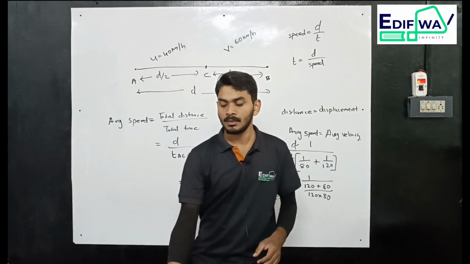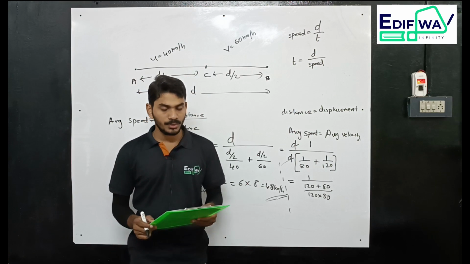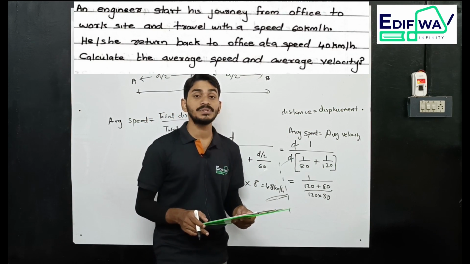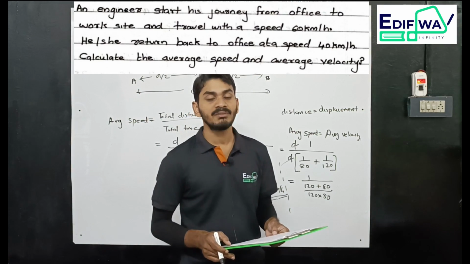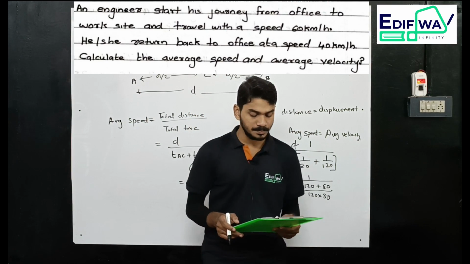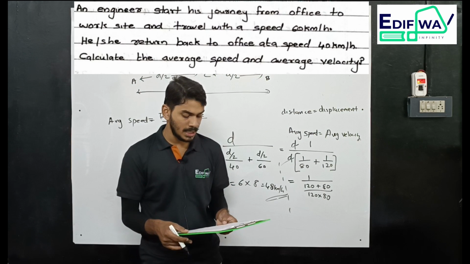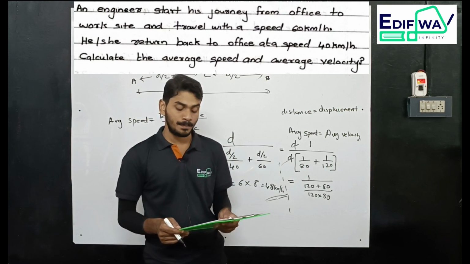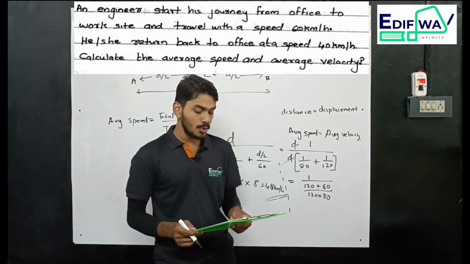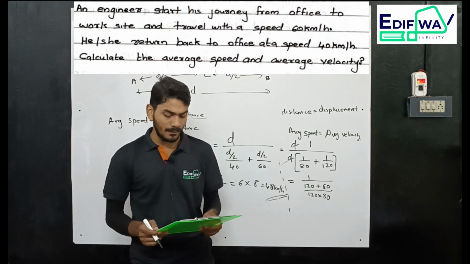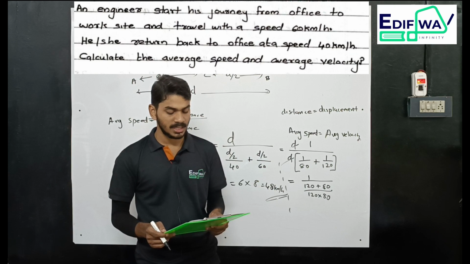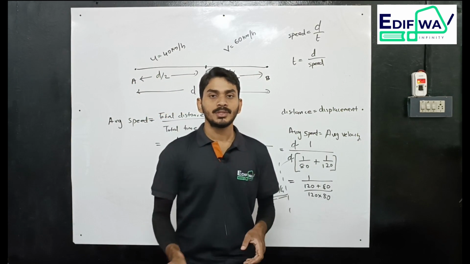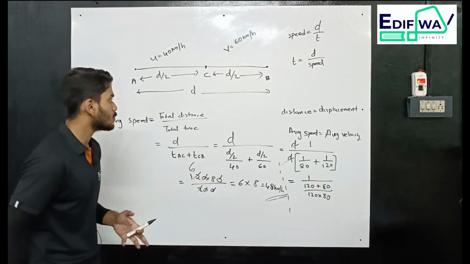Now let's see what is the next question. So our fourth question is, an engineer starts his journey from office to work site and travels with a speed of 60 km per hour. Then he or she returns back to the office at a speed of 40 km per hour. You calculate the average speed and average velocity. So that's the question. Calculate the average speed and average velocity. Again, let's see how to do this question.